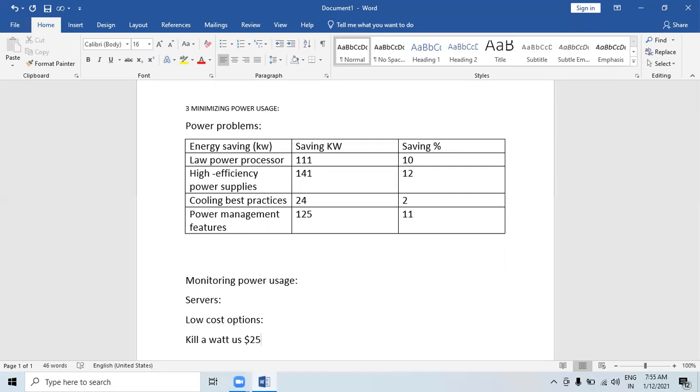So, as I already said, for the low cost option there are some very low cost solutions for checking power on your workstation and standalone devices.